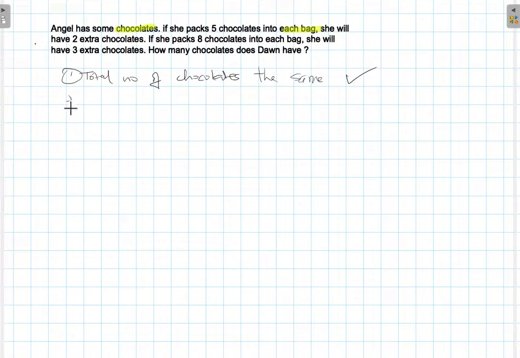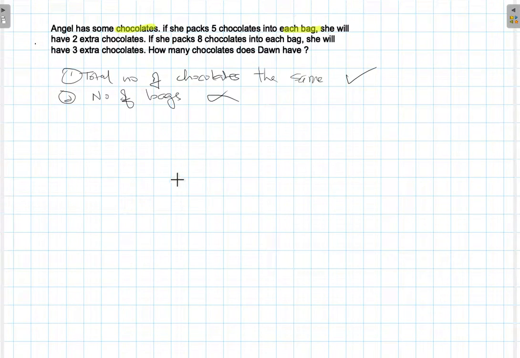Then what about the number of packs? Will it be the same? No. Let's say I have 10 chocolates. In one of them I pack 5, then I can only pack 2 bags. Another one I decide to pack 2 into 1 bag, then I have 5 bags. So the number of bags will be different. In such cases, I know the total number of chocolates will be the same.